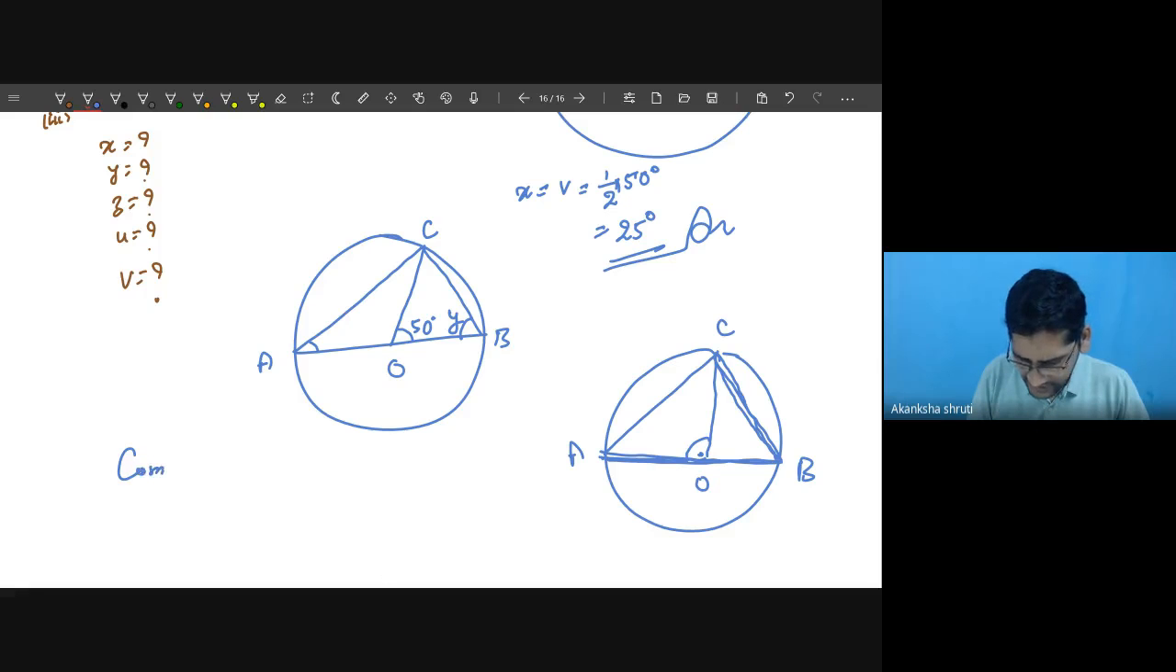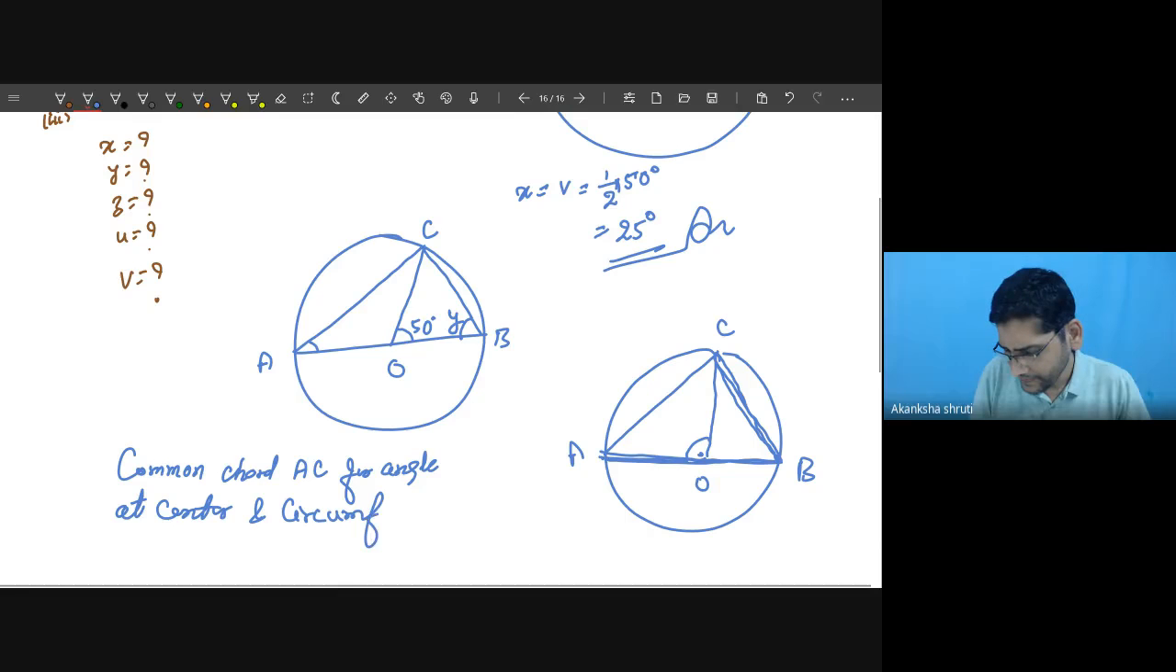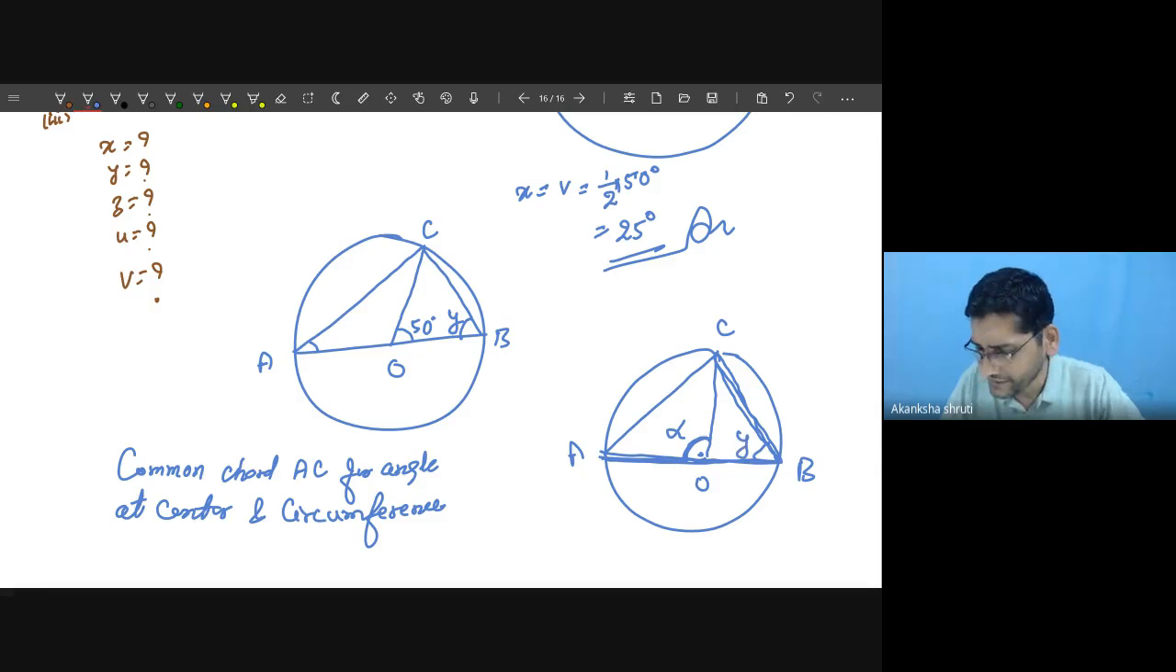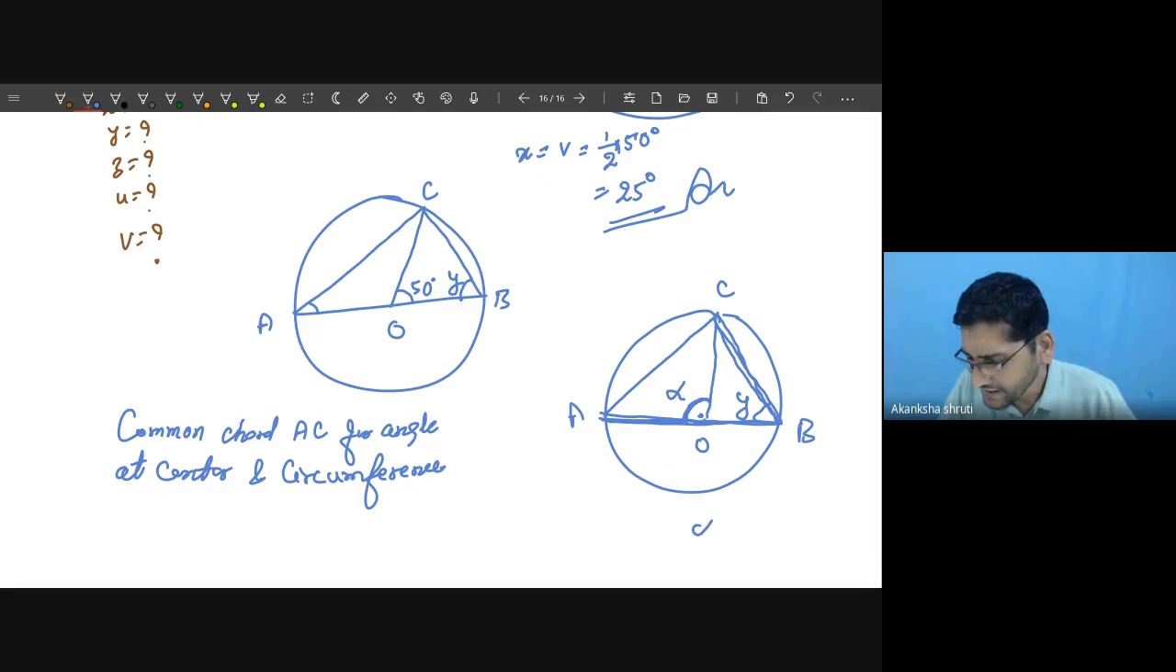So right here, common chord AC for angle at center and circumference. But students, while applying this, what is the angle required? The required angle is this angle. This is the alpha. Then this will be the Y. So alpha is equal to twice of Y. This will be the relation.